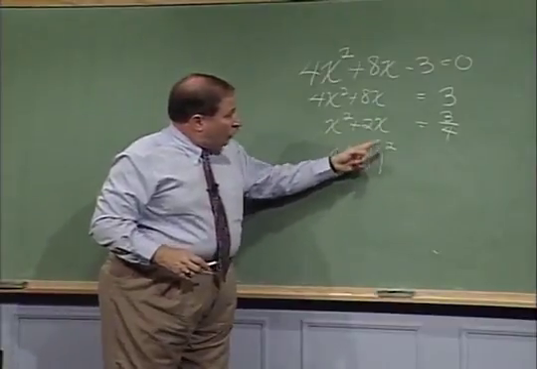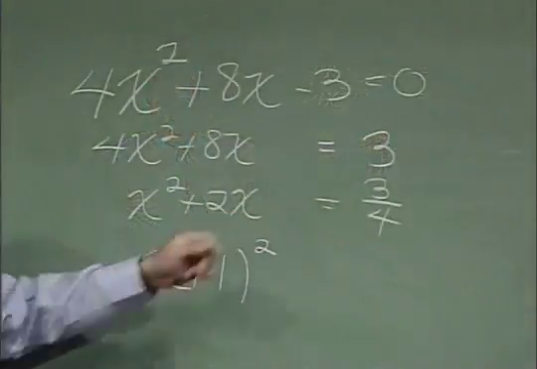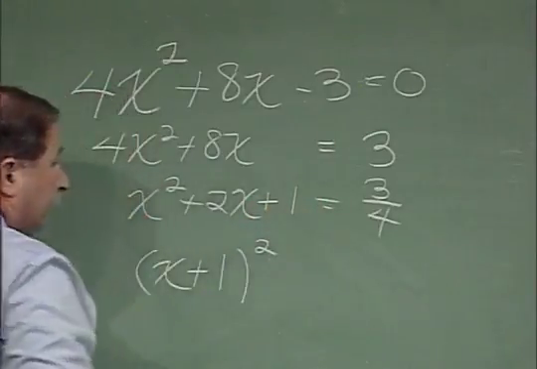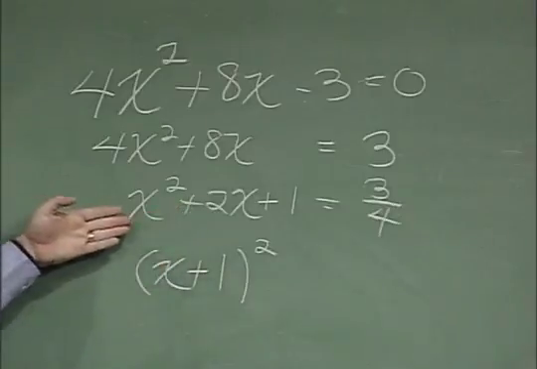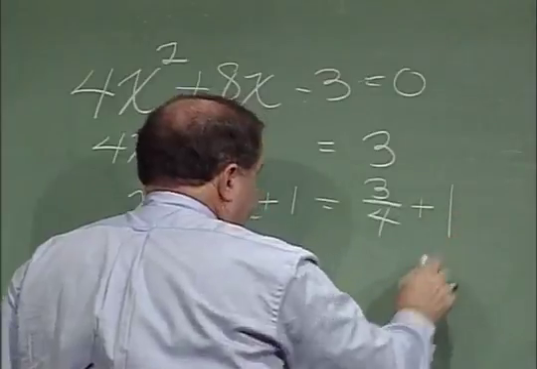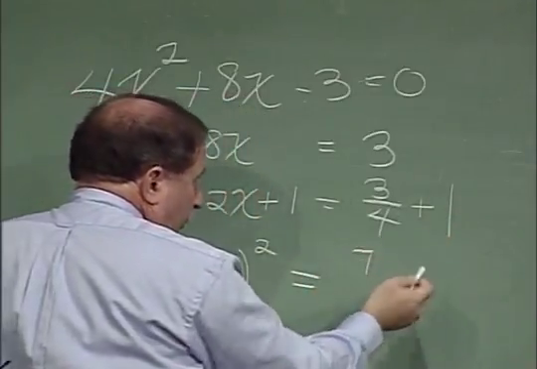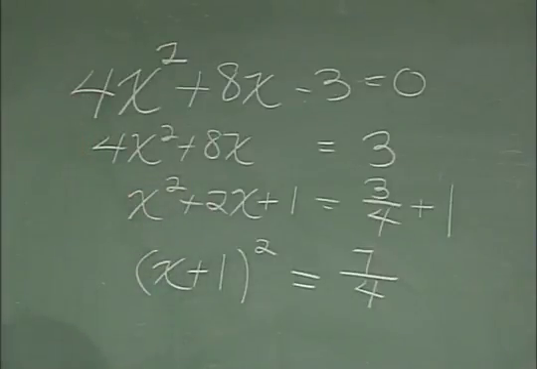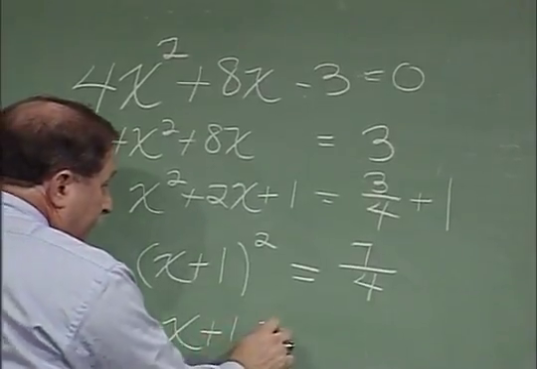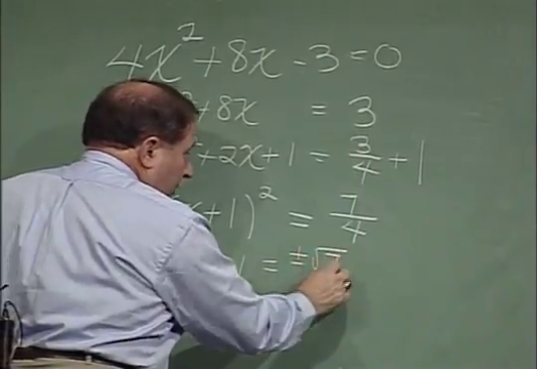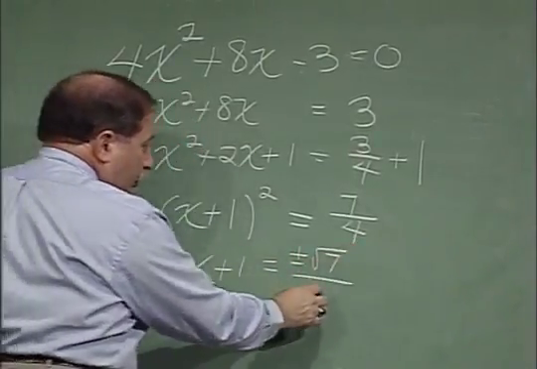Well, if this number is 1, then the number over here in the perfect square is going to be 1 squared. If I add 1 to x squared plus 2x, I've got to add 1 to 3/4. And 3/4 plus 4/4 is 7/4. Now I take the square root of both sides. x plus 1 equals plus or minus the square root of 7, over the square root of 4, which is 2.